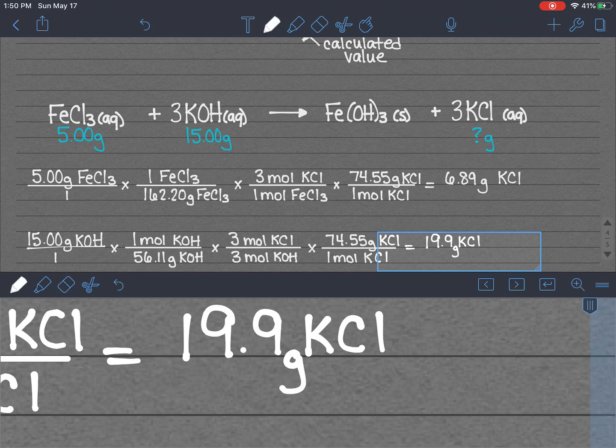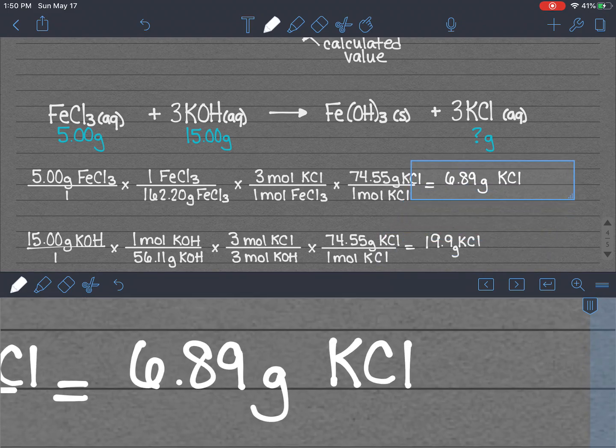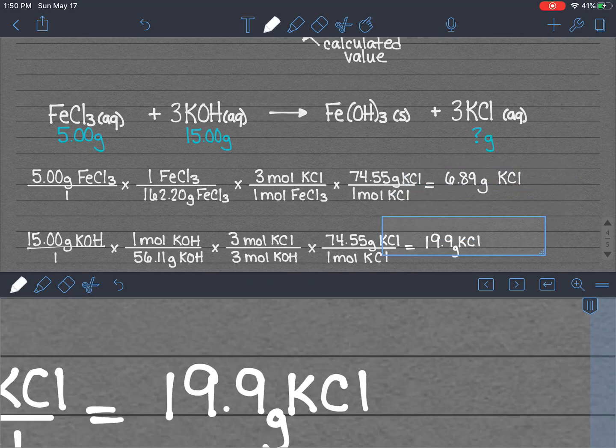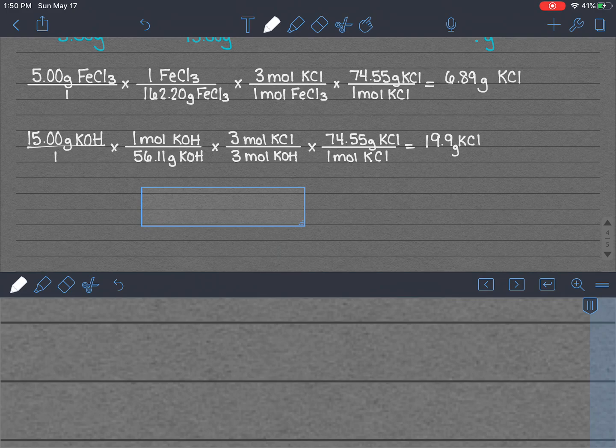And so we know then, looking at the two and comparing, that my FeCl3 is going to produce my maximum amount of potassium chloride. So the maximum amount would be 6.89 grams. All right, so that would be my theoretical.